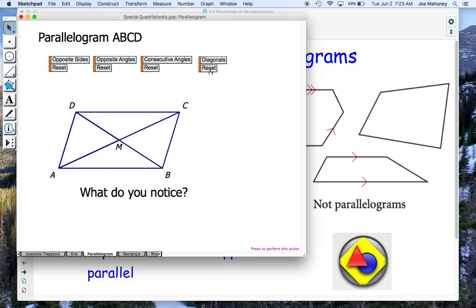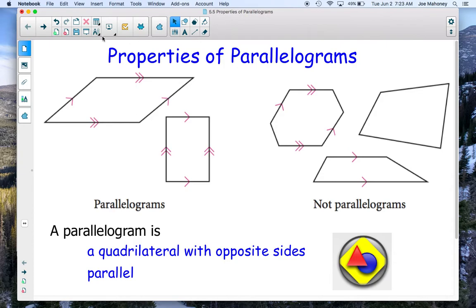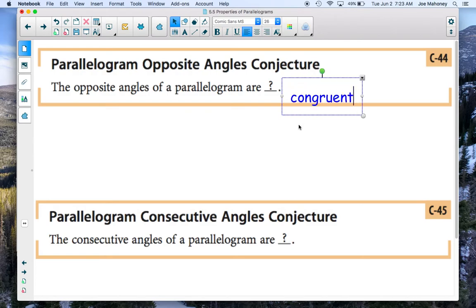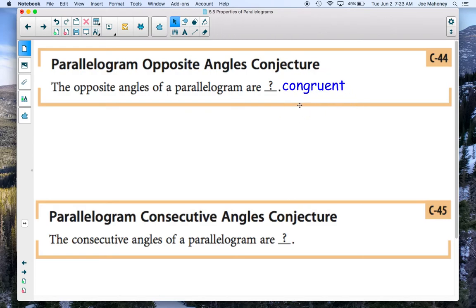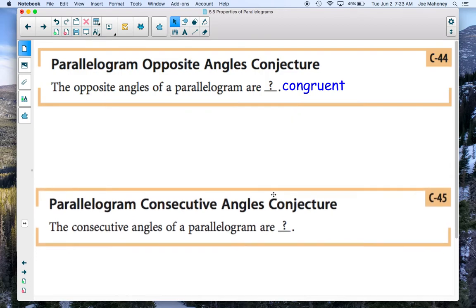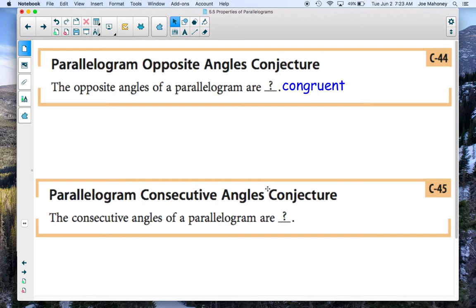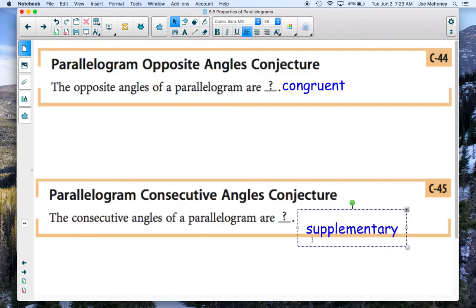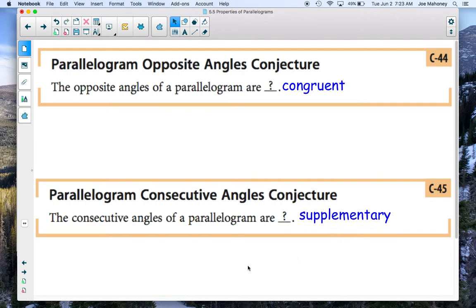So a lot of things going on here. Let's summarize these with some conjectures. The first one, we're going to call it the parallelogram opposite angle conjecture. If you remember, the opposite angles of the parallelogram were congruent. And then we talked about the consecutive angles. The consecutive angles of a parallelogram were not the opposite ones. They were ones kind of next to each other. So they weren't congruent. But do you remember that they were supplementary? That's how those are related. So opposite angles congruent, consecutive angles supplementary.